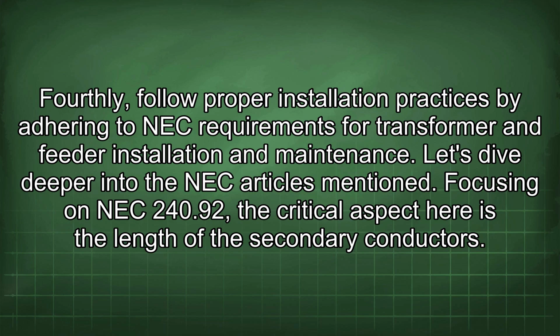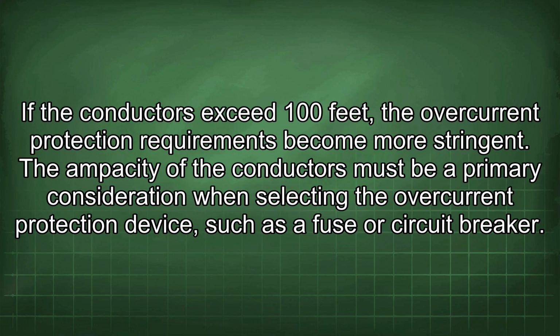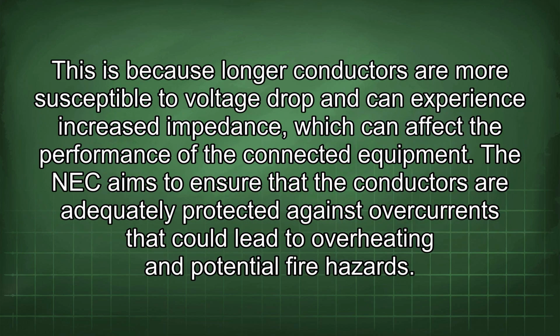Let's dive deeper into the NEC articles mentioned. Focusing on NEC 240.92, the critical aspect here is the length of the secondary conductors. If the conductors exceed 100 feet, the overcurrent protection requirements become more stringent. The ampacity of the conductors must be a primary consideration when selecting the overcurrent protection device, such as a fuse or circuit breaker. This is because longer conductors are more susceptible to voltage drop and can experience increased impedance, which can affect the performance of the connected equipment.